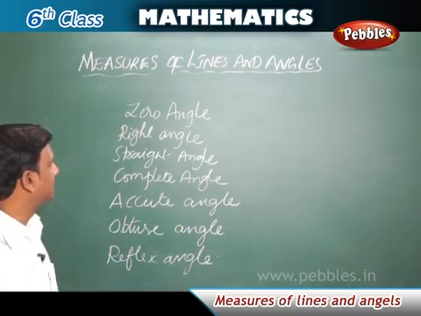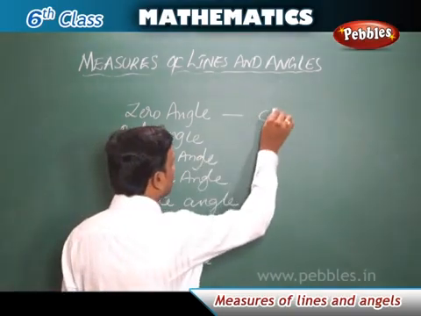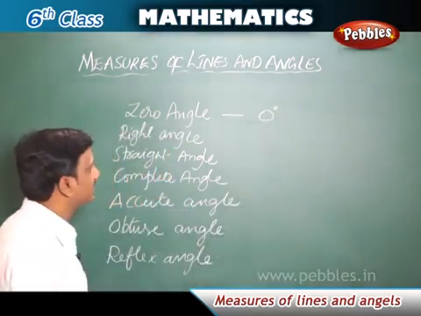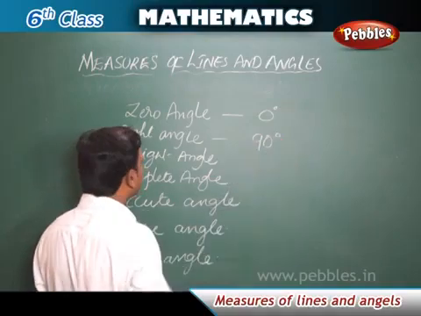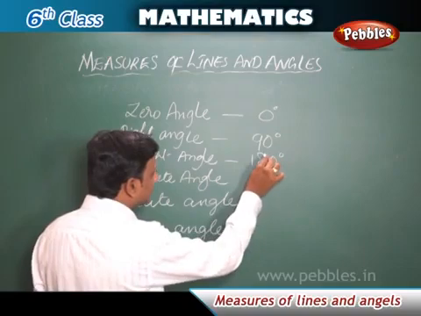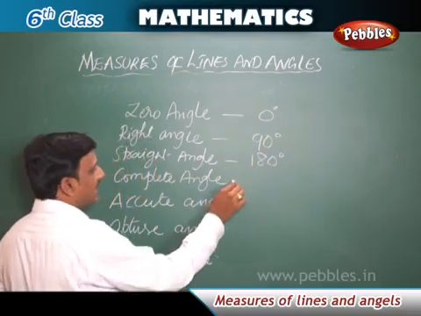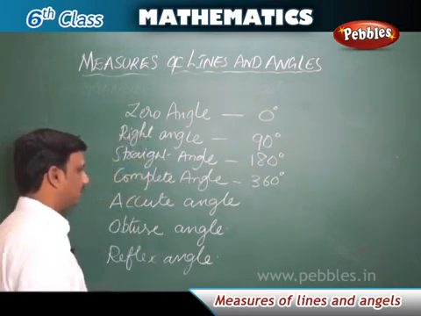Now, let us see the types of angles and their measures. Zero angle, its measure is 0 degrees. Right angle, 90 degrees. Straight angle, 180 degrees. Complete angle, 360 degrees. So this is called a complete angle.